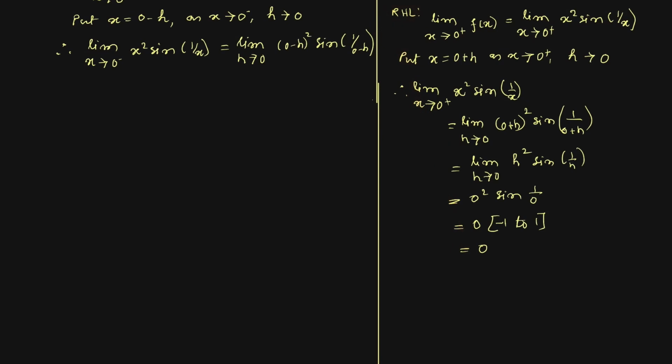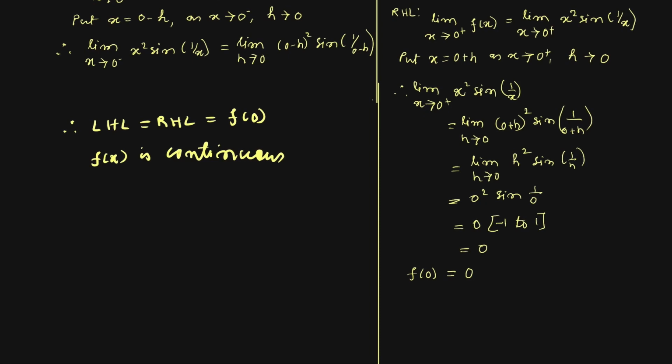Now, f of 0 is already given as 0. Therefore, we get the left-handed limit equal to the right-handed limit, which is equal to f of 0. So the function f of x is a continuous function at x equal to 0. Now we check the differentiability of the function at x equal to 0.